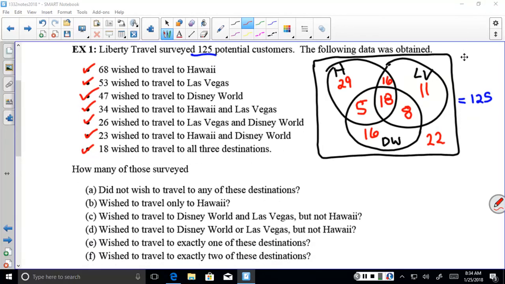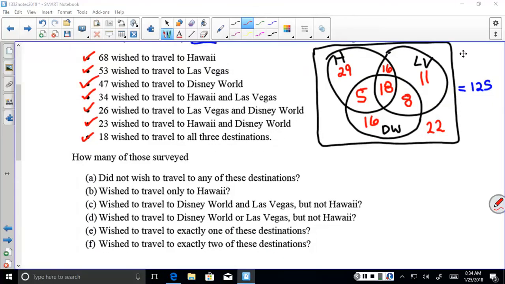All right, so then we answer our questions. How many of those surveyed did not wish to travel to any of these destinations? 22. How many wish to travel only to Hawaii? 29. How many wish to travel to Disney World and Las Vegas, but not Hawaii? So here they're in Disney World and Las Vegas, so they're in this little football shape, but not Hawaii, so just 8.